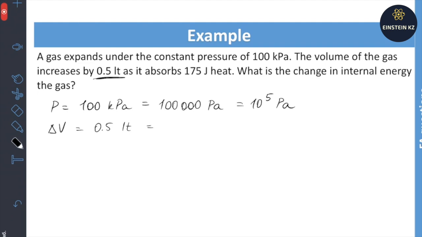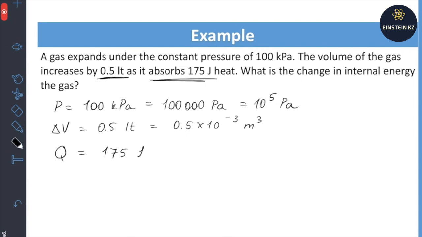0.5, if we convert this into cubic meters, will be equal to 0.5 times 10 to the power of minus 3 cubic meters. And it absorbs 175 joules of heat. That means that our Q will be equal to plus 175 joules. So what is the change in internal energy?